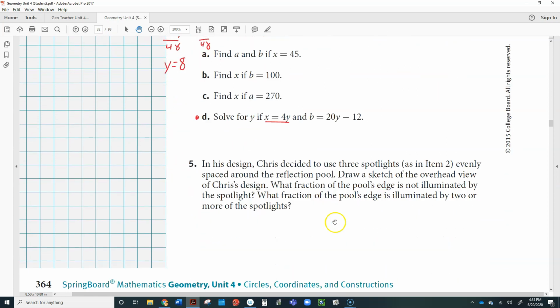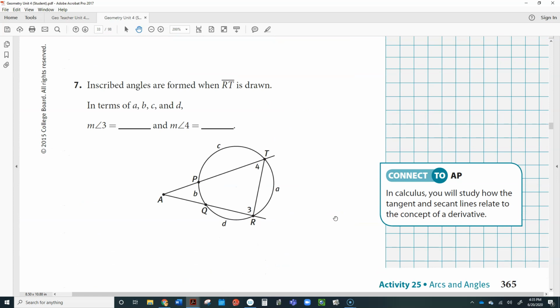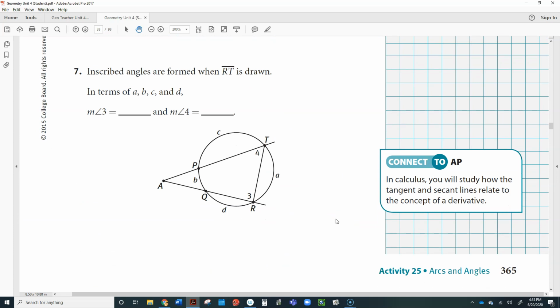Okay. Not going to do that part. Let's go ahead and work this part.